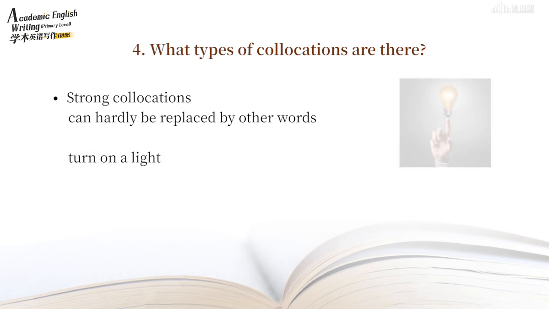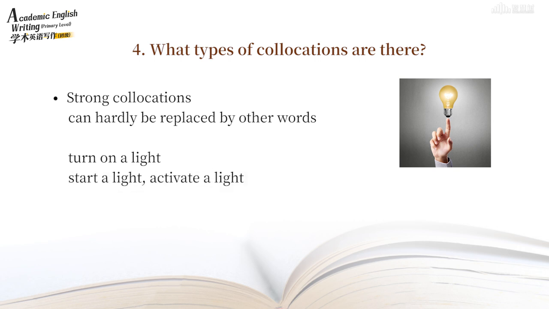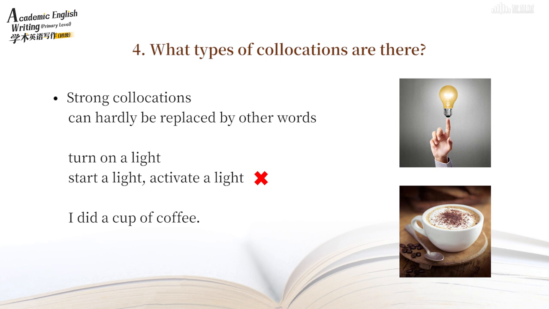For example, turn on a light is a strong collocation. Using other synonyms to replace turn on will make the expression sound very strange and unnatural. Phrases like start a light, activate a light may not make sense to native speakers. In some cases, perhaps they will be able to guess what you mean. For example, if you say, I did a cup of coffee, they probably can guess that you mean, I made a cup of coffee. But the expression will sound strange to them.